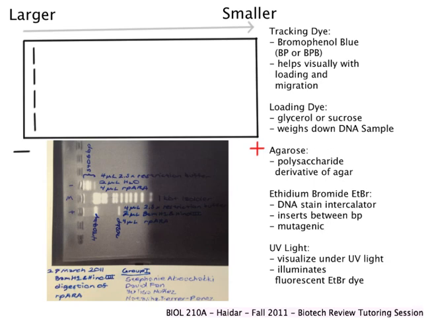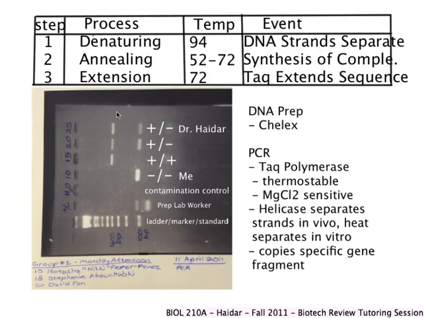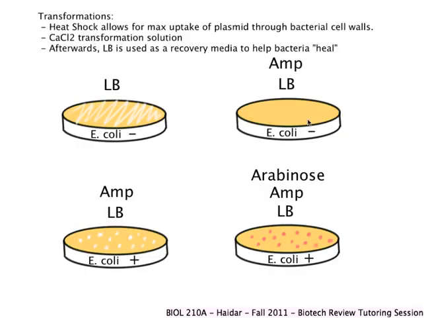And then in PCR, you want to be very cognizant of the fact that we're not using regular DNA polymerase. We're using Taq polymerase, which is very thermostable and magnesium chloride sensitive. And you want to make sure not to mix up magnesium chloride used during PCR with the transformation calcium chloride. That's one common mistake people might make.